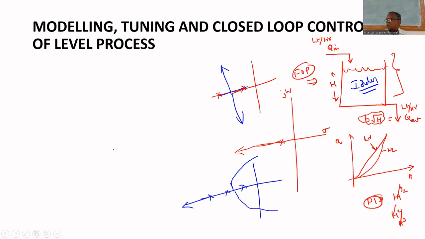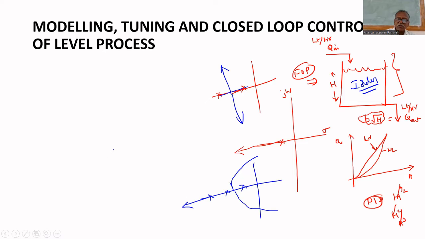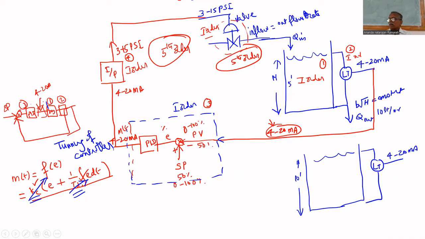Closed loop control. Already we have seen that if you want to control something, you need a closed loop. We have to measure the level, compare with the desired value, and based on the error, adjust the input. It is closed loop control. In that, if you put a PID controller, there are two parameters, Kc and Ti, that have to be adjusted. Can I use the same Kc, same Ti for all processes? No. Suppose two level processes are there, both are 5 feet. Can I use the same? No. Because we have seen already one example.